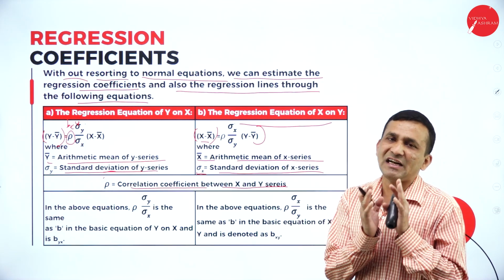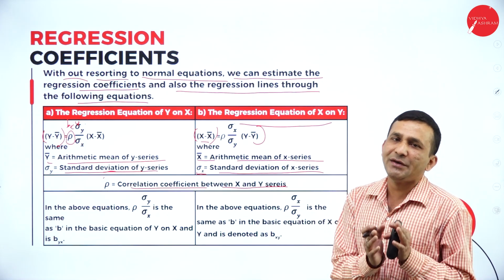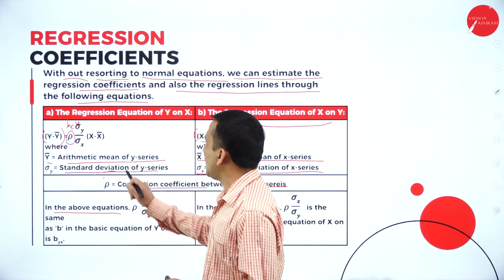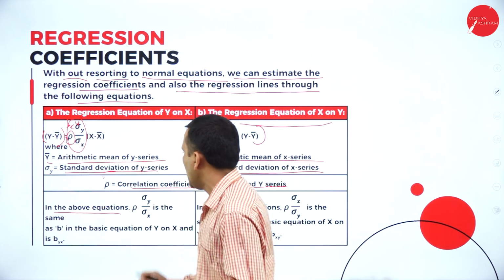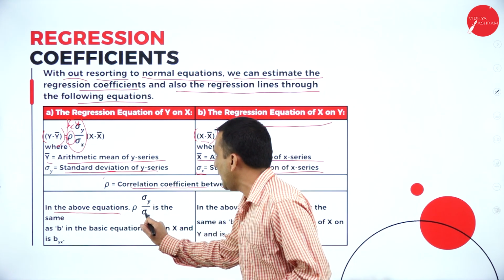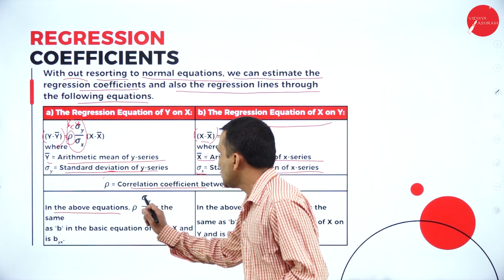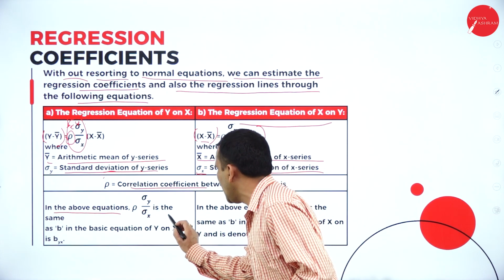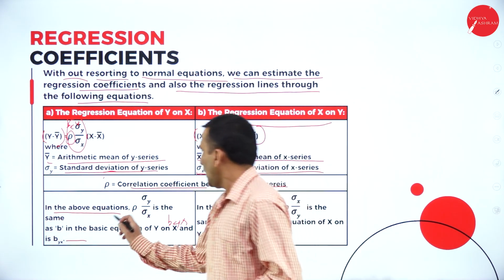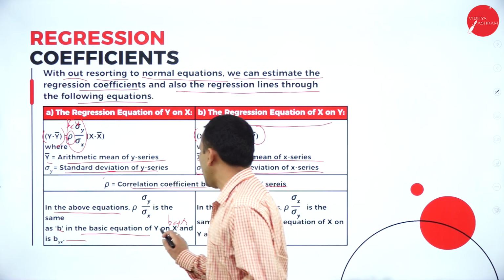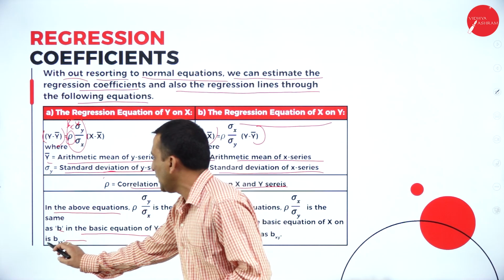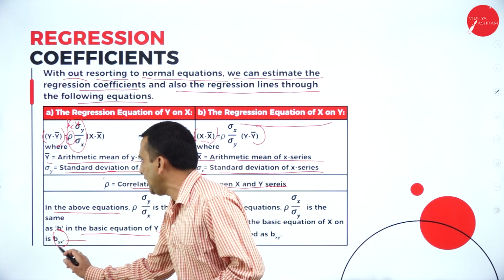Sometimes in the question they will clearly specify it. If it is not given, we need to find it out. The formula in the above equation, whatever they specified, r or the coefficient value, standard deviation of y divided by standard deviation of x, we can simply write as b yx. This is the b in the basic equation of y on x, because we are doing y on x, and symbolically we represent it as b yx.